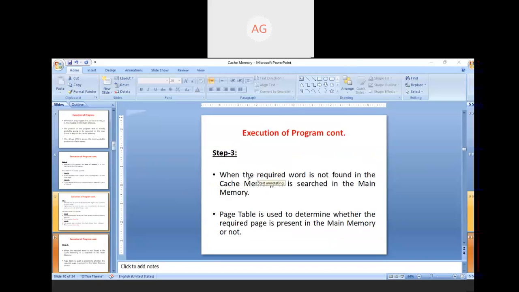Now we are moving to step 3. When the required word is not found in the cache memory, it is searched in the main memory. The page table is the concept which is related to the main memory. The page table is used to determine whether the required page is present in the main memory or not. So there are also two possibilities: the page may be present in the main memory or it may not be present in the main memory. So moving to the next slide.